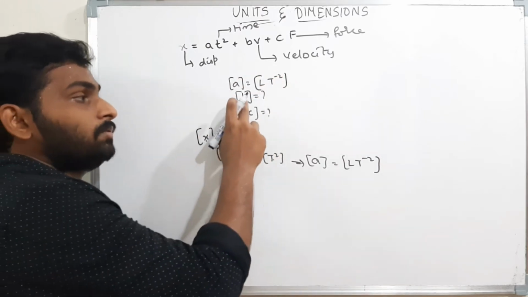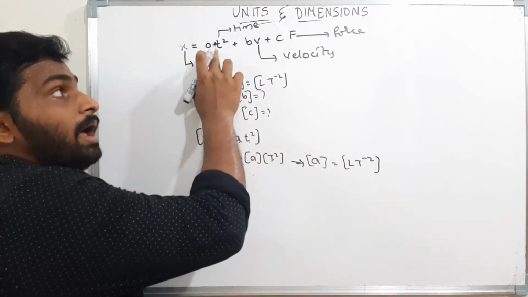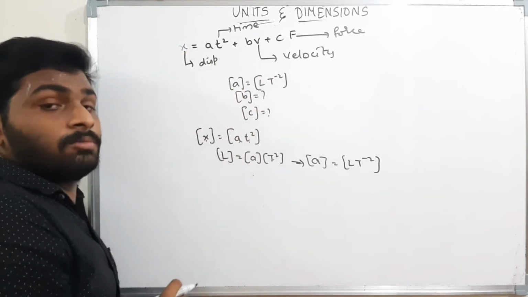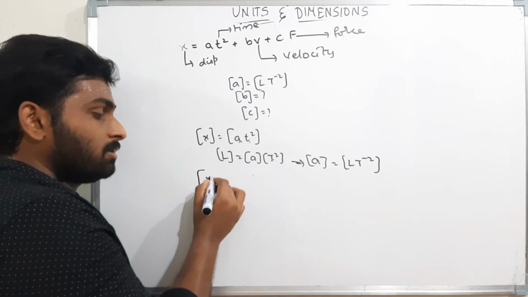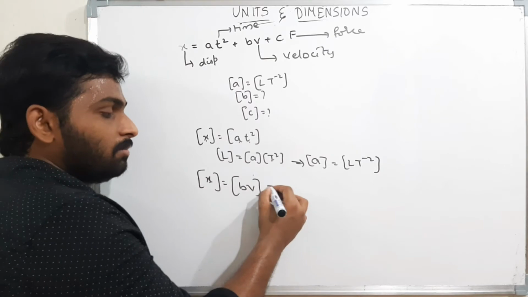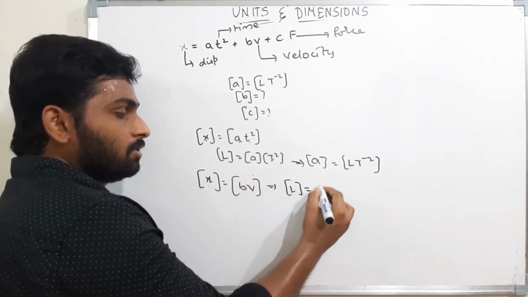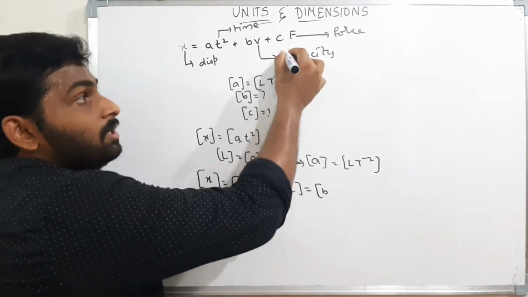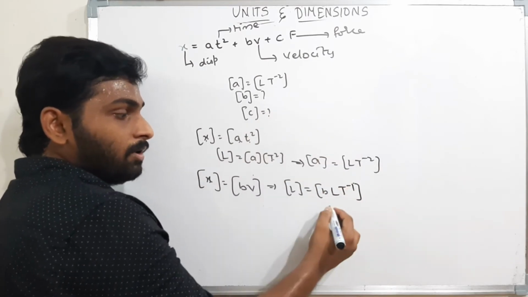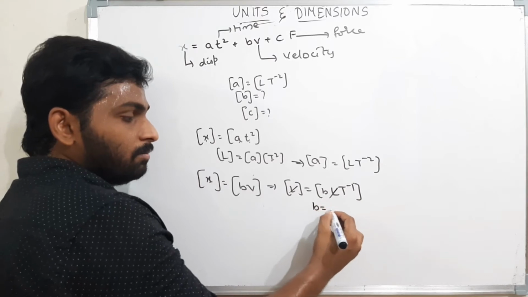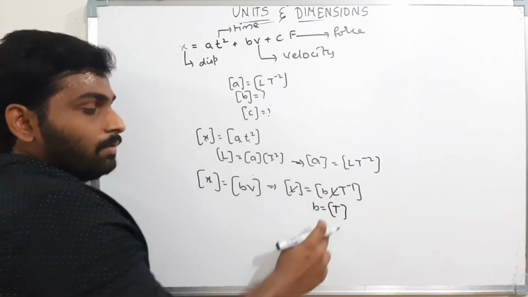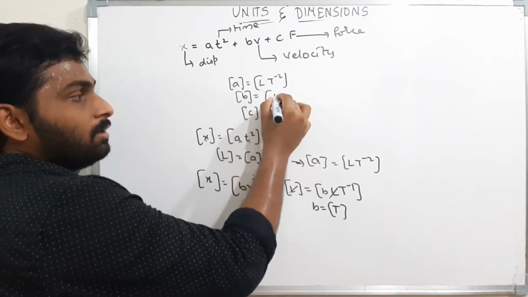Now, how can I find the dimension formula for B? I can add two terms or equate two terms only if the dimension formula is the same. Using the principle of homogeneity, the dimension formula for x must be equal to the dimension formula for Bv. x is L, which is equal to B into v, and v is velocity, whose dimension formula is LT^-1. Now L will cancel off. What is B? Sending T^-1 to the other side, you will get T. Therefore, the dimension formula for B is nothing but T.